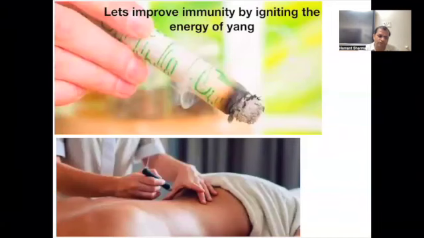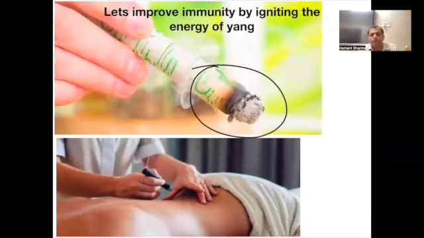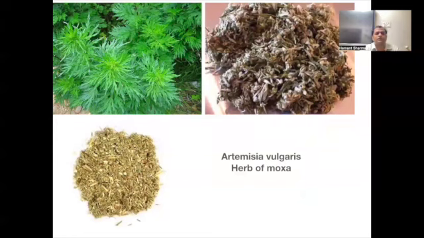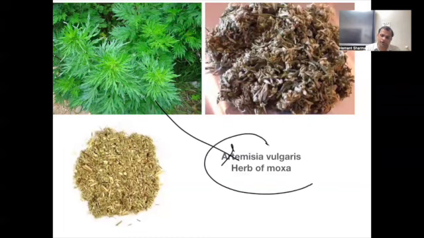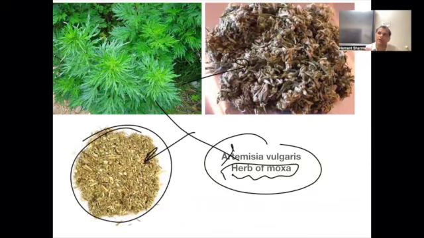So this moxibustion is for the purpose to ignite the yang energies. And when we talk about this, what is inside this moxa stick? What is the importance of this moxa stick? Inside of this moxa stick, there is one herb. The name of this herb is Artemisia vulgaris, and we are using this herb for moxa. So we are drying this herb and making it into powder form, and we are filling and making it like a stick, and we are doing moxa.